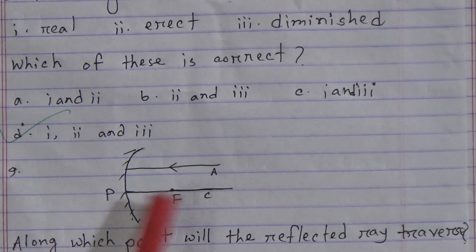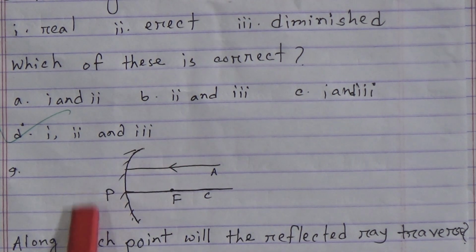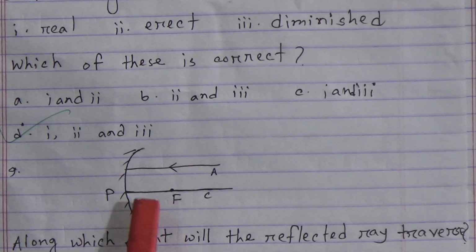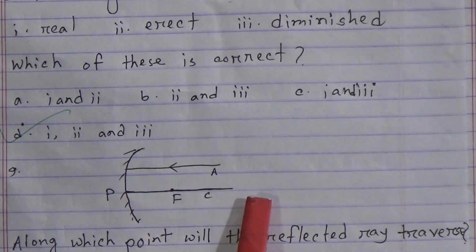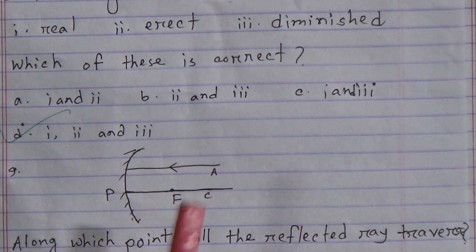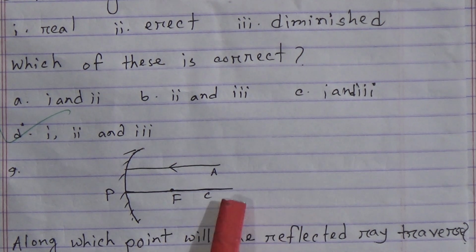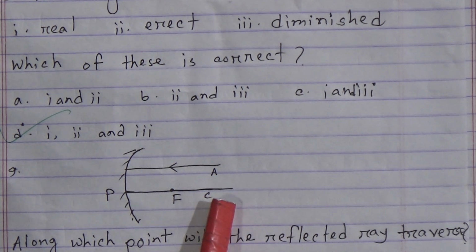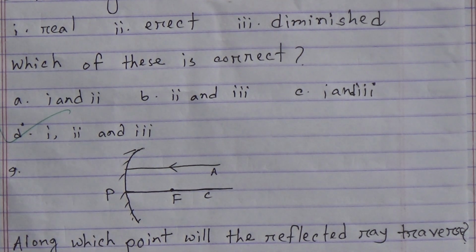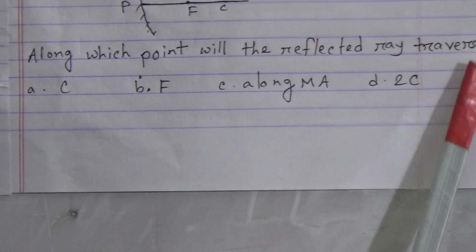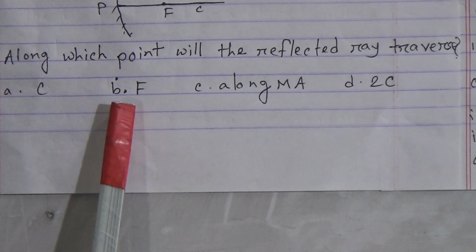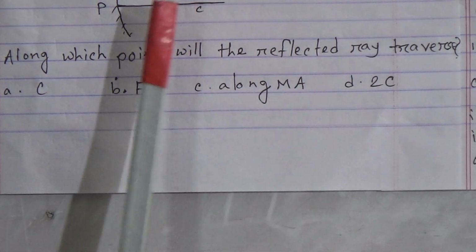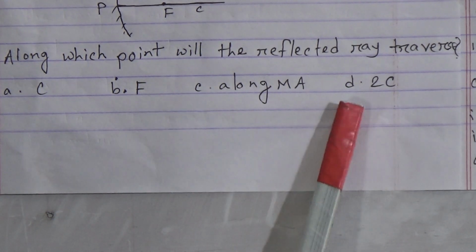Now see this figure, question number 9. Here a mirror is given, that means this is a concave mirror. This is the principal axis, and this is the incident ray. Here F is focus, C means the center of the sphere, and P means pole. Along which point will the reflected ray traverse? Option A C, option B F, option C along A, and option D 2C.